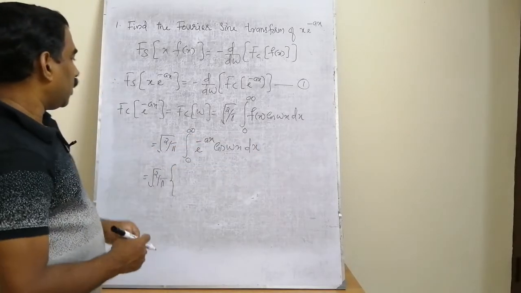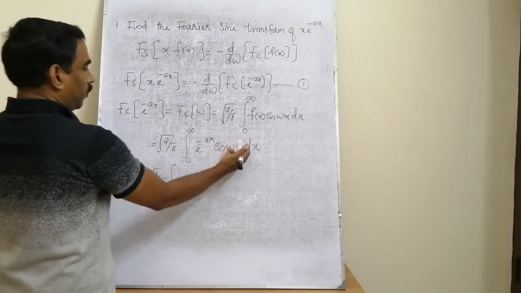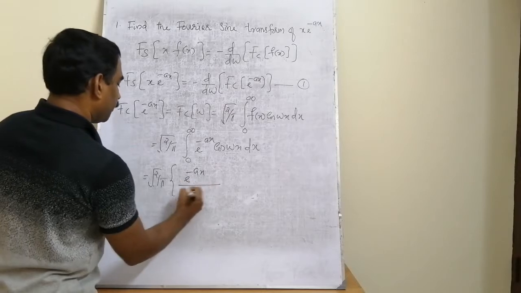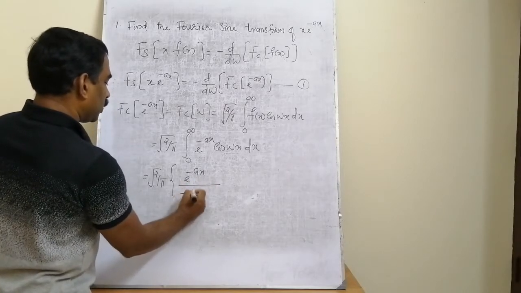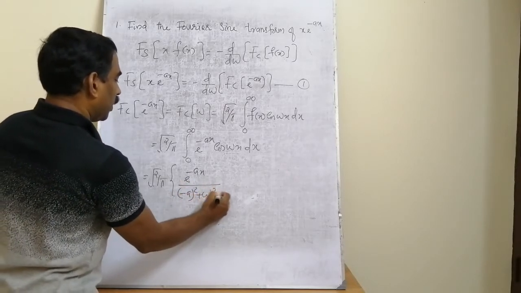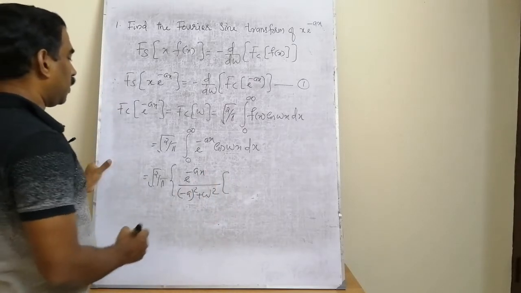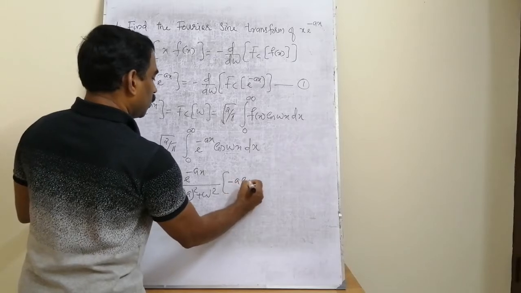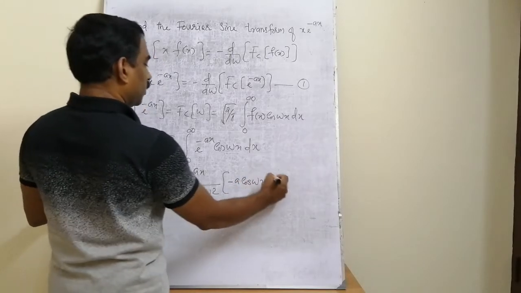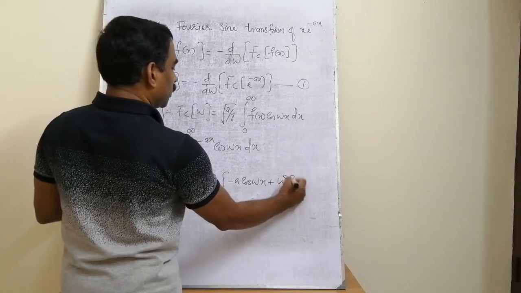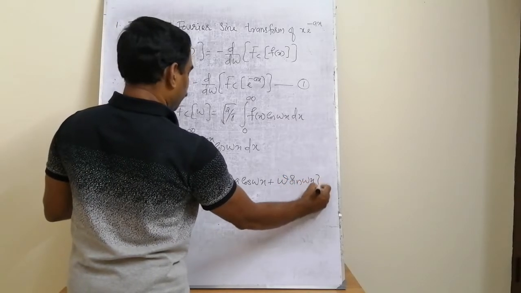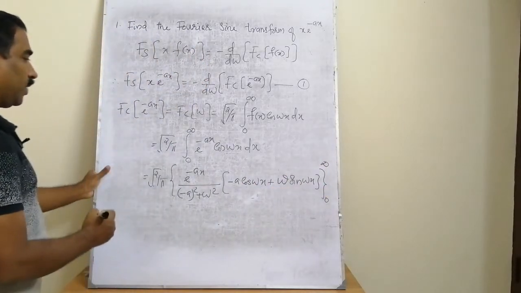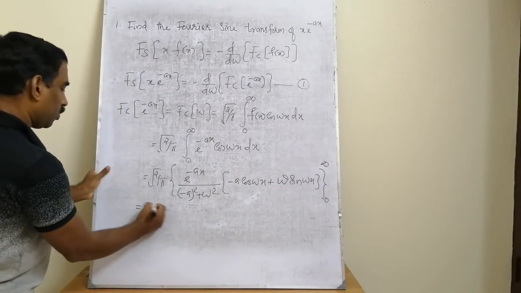We have already given that result, and we can write down this integral as e raised to minus ax divided by a square plus b square, that is a square plus omega square, into minus a cos bx plus b sin bx, that is minus a cos omega x plus omega sin omega x, evaluating from 0 to infinity, equal to square root of 2 by pi.